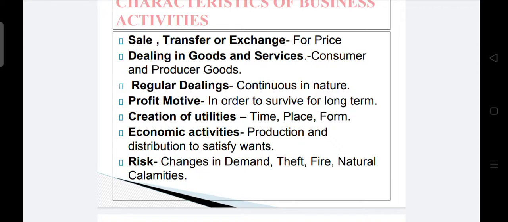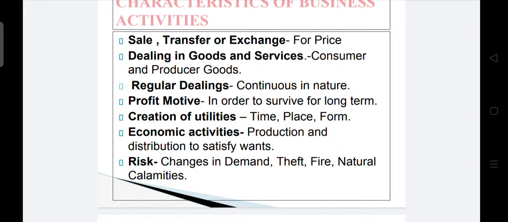Okay, so now we have dealing in goods and services, consumer and producer goods. Every business enterprise produces or buys goods and services for selling them to each other. So it can also be in consumer goods and producer goods. Regular dealing means continuous in nature. The goods and services which are continued are known as regular dealings.